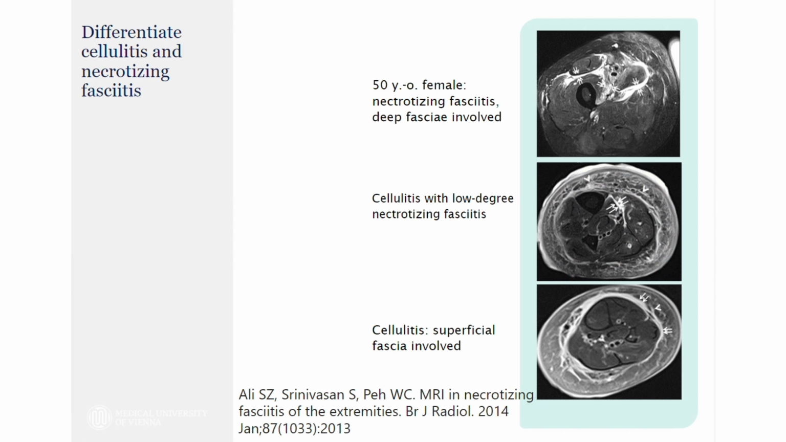And sometimes it is not as striking as you see it on the image above, because it depends on the virulence of the causative agent. If these are especially anaerobic bacteria, then the contrast enhancement and the hyperintensity on the T2 weighted images may be very, very slight. And you shouldn't underestimate that it is a very severe disease.